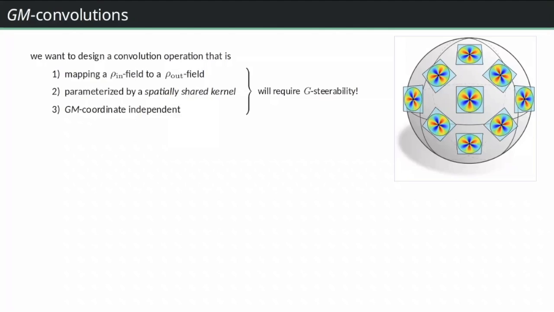So first of all, we want to map a field of type rho in to a field of type rho out, as before. Then what makes it a convolution is that we want to share a given kernel between all points on the manifold, as you can see in the picture. And then finally, of course, it should be GM coordinate independent. So we have these three requirements. And as I try to argue here, this will require that the kernel which you share needs to be G-steerable. Otherwise, you can't satisfy this GM coordinate independence and weight sharing at the same time.